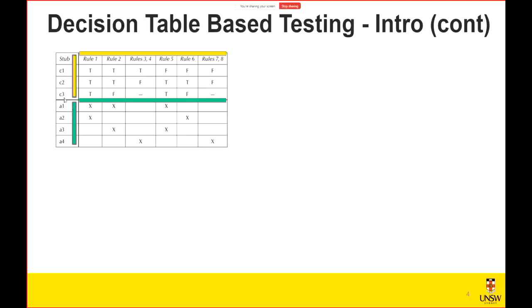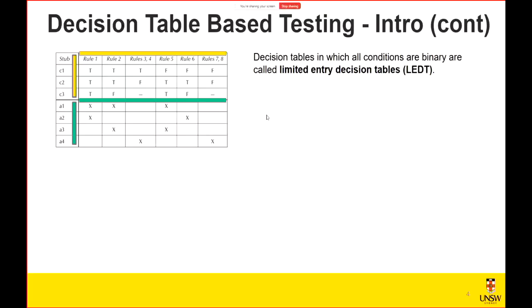So the conditions are like the inputs, the actions are like the outputs. And on the right-hand side, we can see that we have a set of entry columns here, and each rule is represented by a set of conditions and the corresponding actions taken by the program. So this is what we can observe from this decision table.